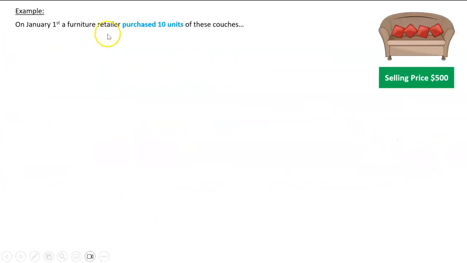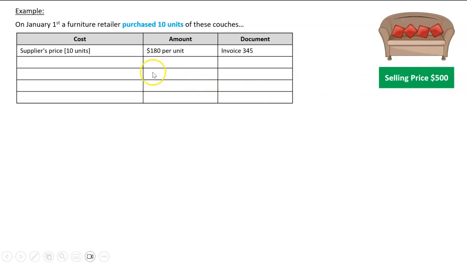On January 1st, a furniture retailer bought 10 units of these couches here, and we're going to sell them for $500. And these are the following costs. The first cost was the supplier's price for 10 units. It was $180 per unit, and the document was invoice 345. But couches are big. It's very hard to get a truck big enough to go and pick them up. So maybe we had to pay another business for delivery inwards. The supplier delivered them to us, and they charged us $200 to bring those 10 couches. And it looks like we paid cash because there's a check there, whereas up here, this was an invoice. It looks like we paid on credit there.